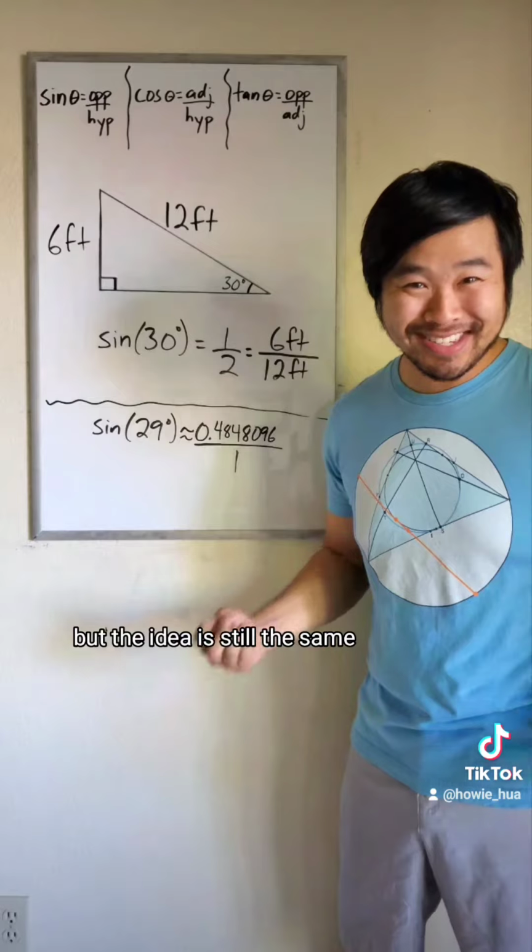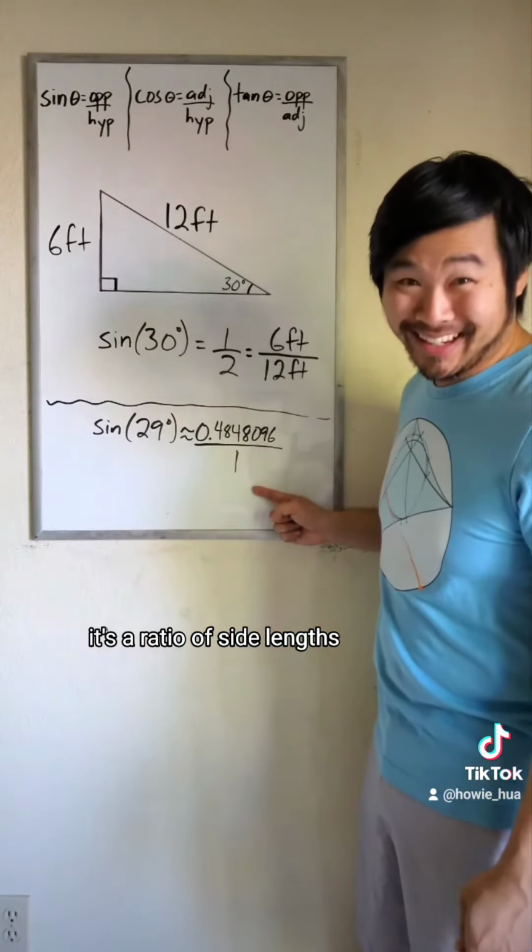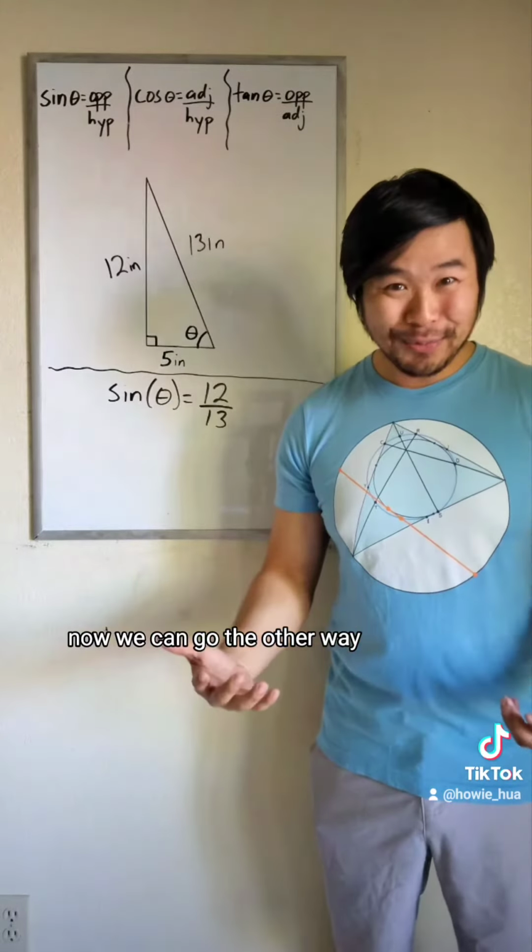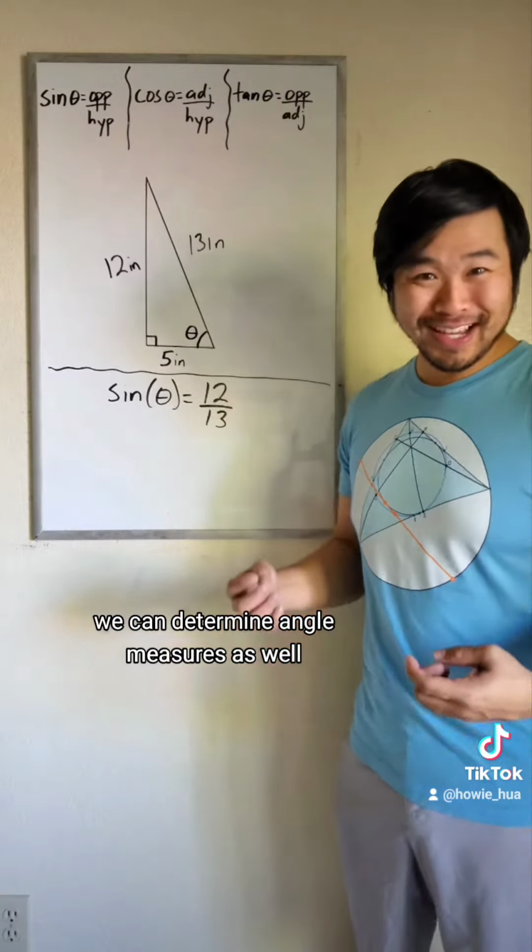Now, it's not always going to be as nice as this, as we see over here, but the idea is still the same. It's a ratio of side lengths. Now, we can go the other way. We can determine angle measures as well.